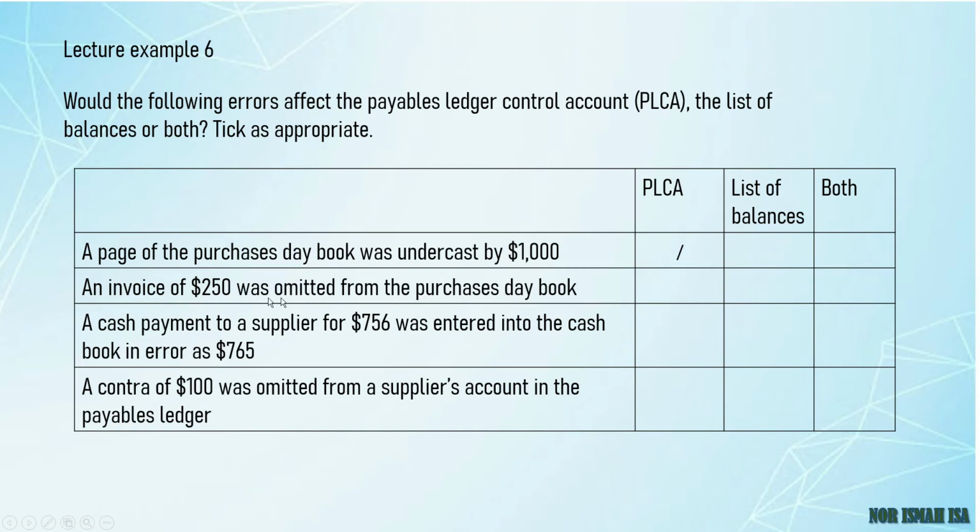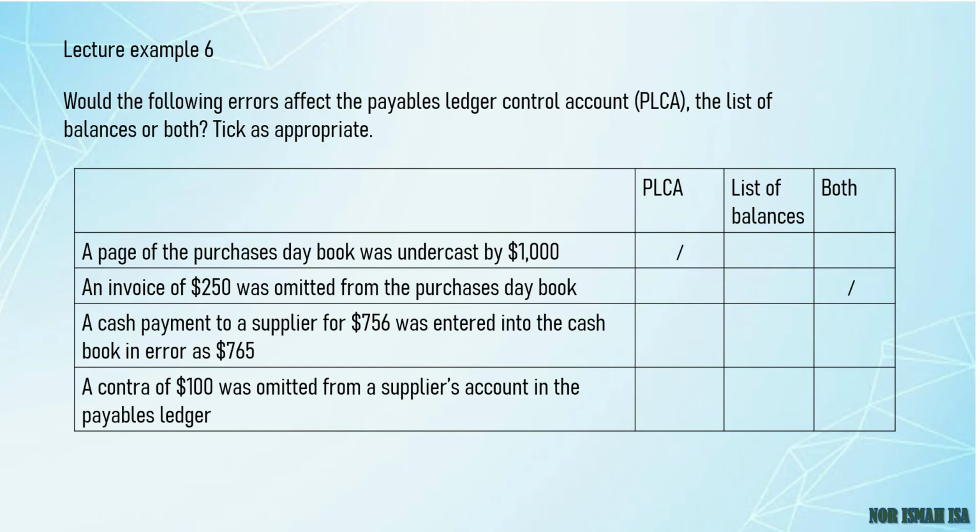When the invoice is omitted from the purchase day book, it means that we also do not record it in the payable ledger, because they did not mention that it had been recorded or not. So when it is omitted, it is also omitted in the payable ledger. So both mistakes occur.